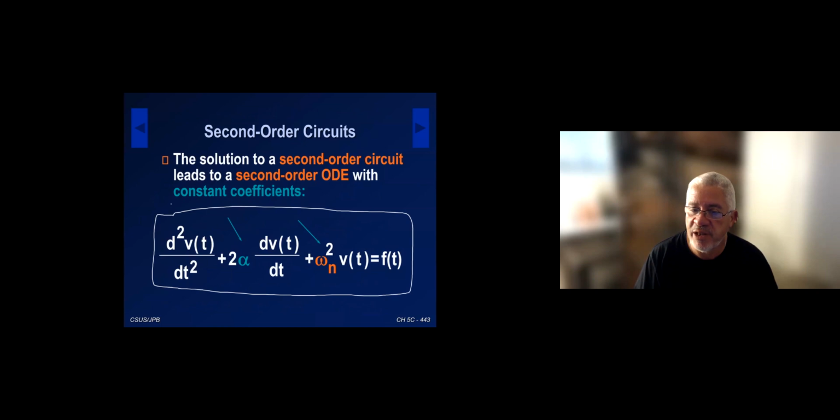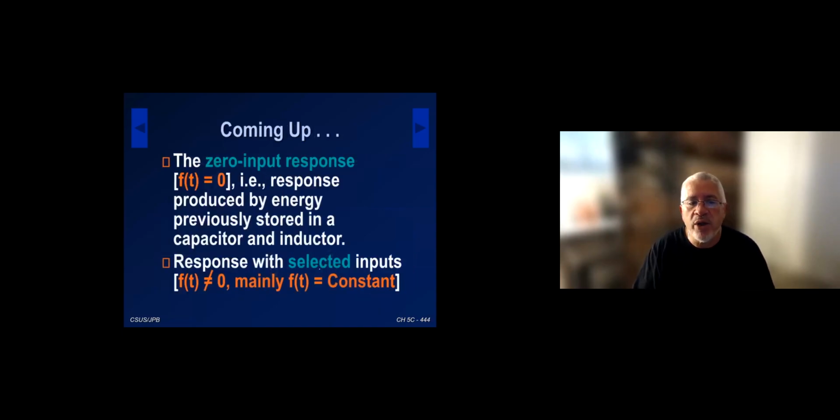This is a differential equation that you've seen in your differential equation course. These parameters here, alpha and omega n, are constants. So this is the simplest form of second order differential equation. Everything is constant. We're going to first consider what we call the source-free or zero input response, that is f of t is 0. And then later on, we look at what happens when f of t is a constant.